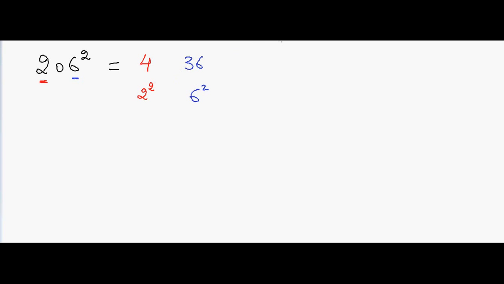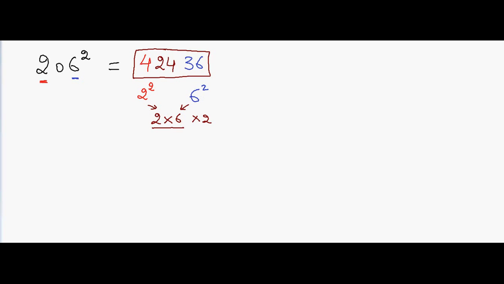And now to get the middle numbers, what I'll do is multiply 2 and 6, and then multiply again by 2, and that will be 6 into 4, 24. So that will be the answer.